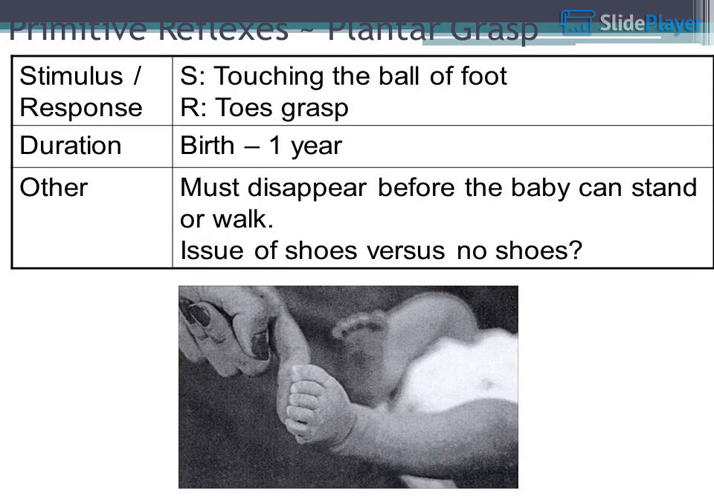Primitive reflexes: plantar grasp. Stimulus, response. Stimulus: touching the ball of the foot. Response: toes grasp. Duration: birth, 1 year. Other: must disappear before the baby can stand or walk. Issue of shoes versus no shoes.